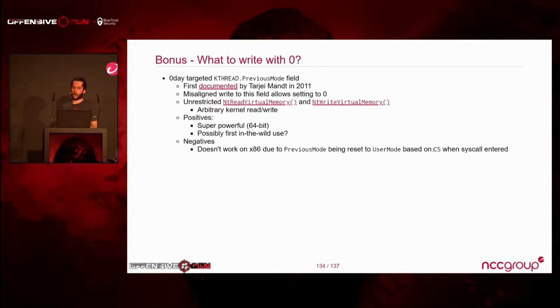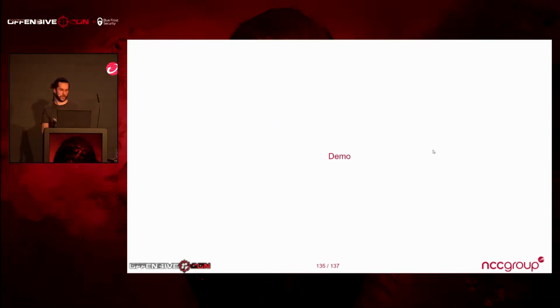It looks really super powerful. The only thing is, when we were trying to port this technique to see the advantages, we realized that it only works on 64-bit, because the previous mode is implemented differently in 32-bit, and they basically don't rely on it. Every time a syscall is made, they override the previous mode in the kernel using the CS register, so we can't actually override it and make it used by the kernel. It's possibly the first in-the-wild use of the previous mode, if I'm not mistaken. So that was cool to see.